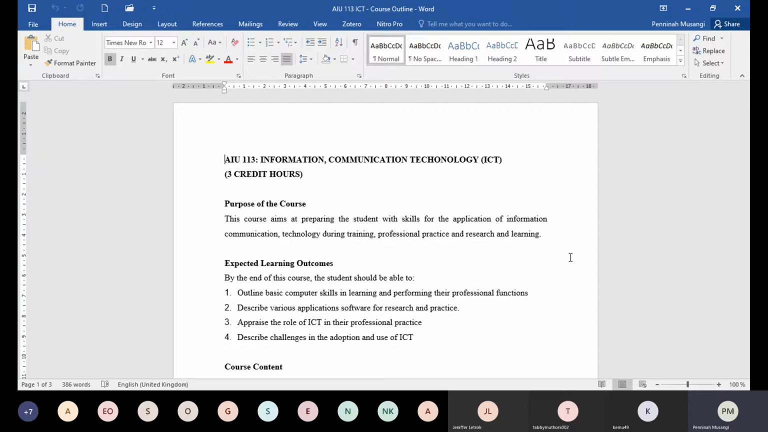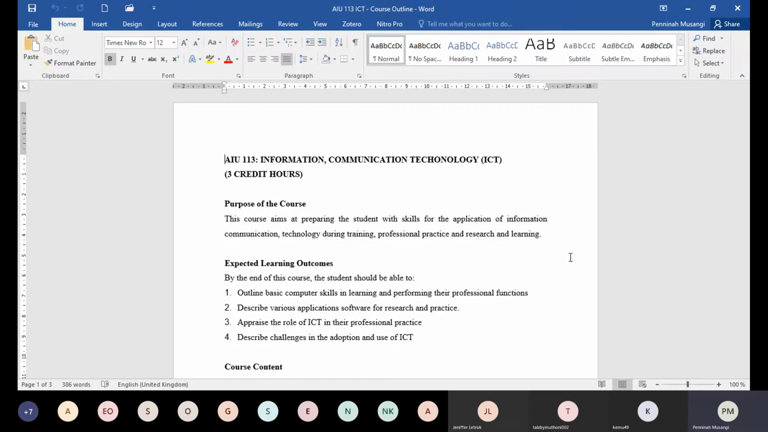Some of you are working. That is, you're in professional practice. Even those who are not working are preparing to work, or we are preparing you to work, to practice professionally. So as you practice, you need to apply ICT. So we are going to impart you with those skills.